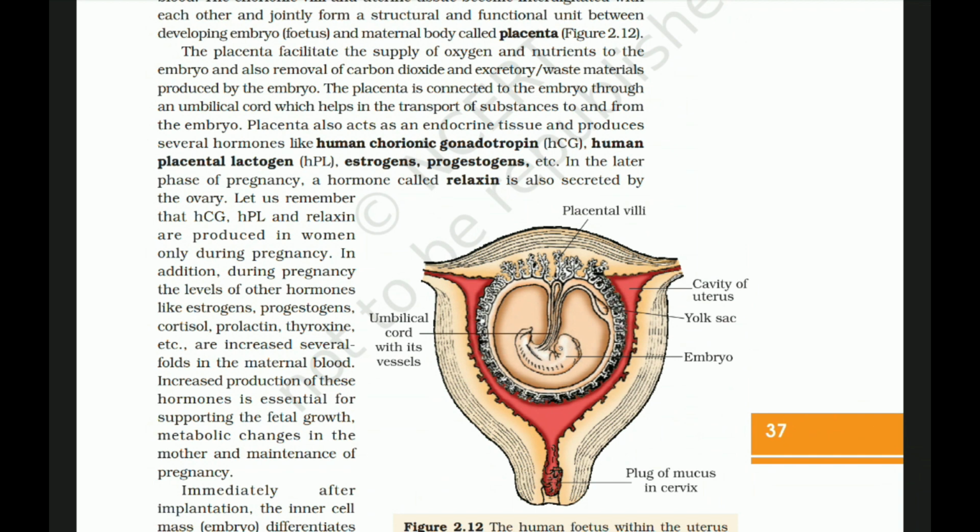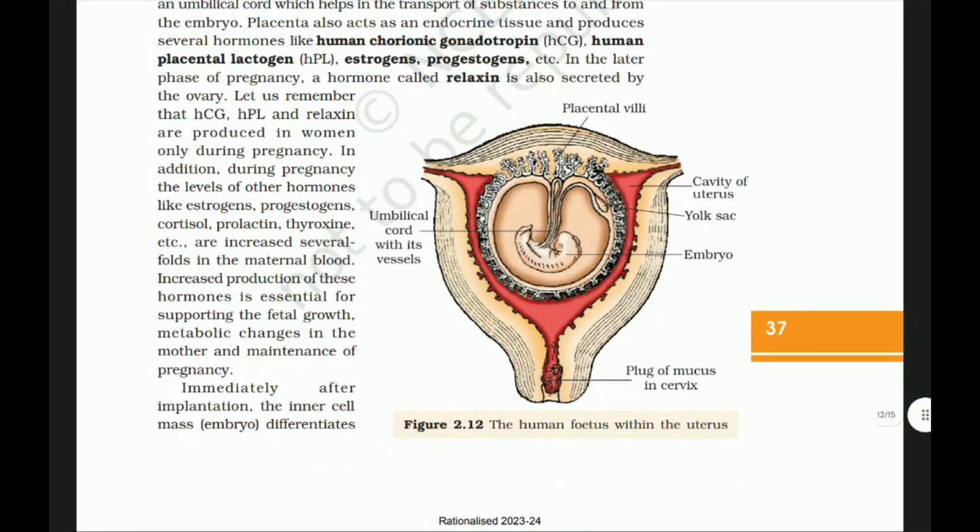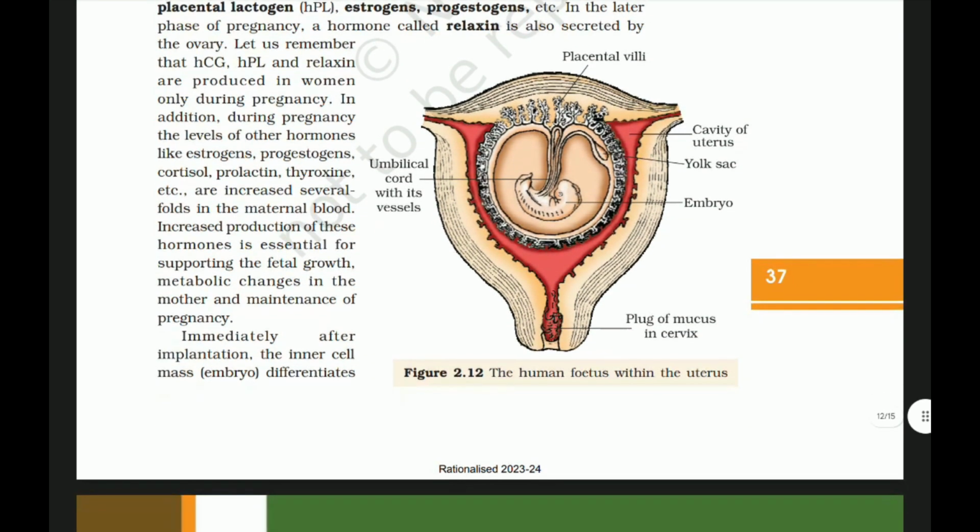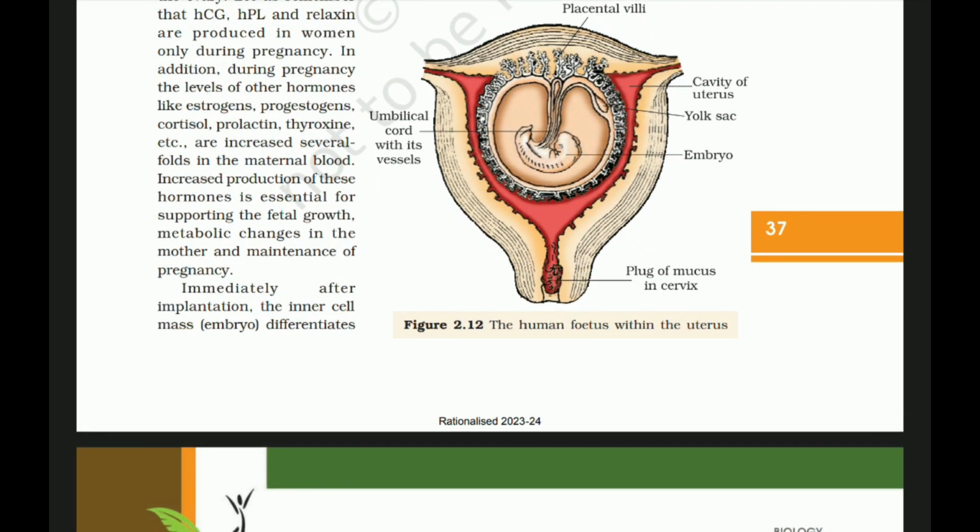In addition, during pregnancy, the levels of other hormones like estrogens, progestogens, cortisol, prolactin, thyroxine, etc. are increased several folds in the maternal blood. Increased production of these hormones is essential for supporting the fetal growth, metabolic changes in the mother, and maintenance of pregnancy.